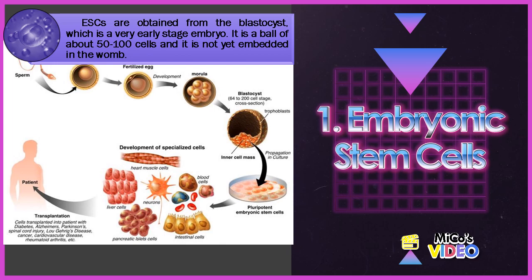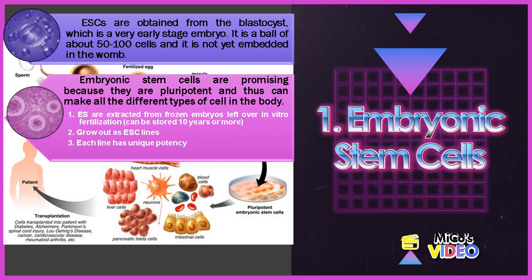Embryonic stem cells are promising because they are pluripotent and thus can make all the different types of cells in the body. Some other facts about embryonic stem cells: first, they are extracted from the frozen embryos left over from in vitro fertilization, which can be stored up to 10 years or more. Second, they grow out as embryonic stem cell lines, and each line has unique potency.